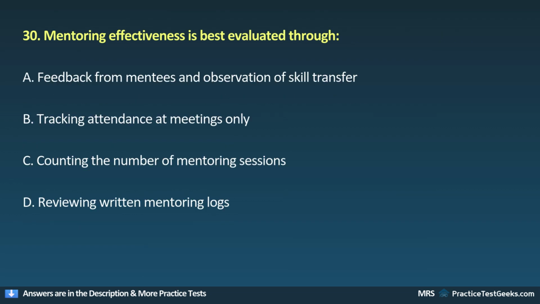30. Mentoring effectiveness is best evaluated through A. Feedback from mentees and observation of skill transfer. B. Tracking attendance at meetings only. C. Counting the number of mentoring sessions. D. Reviewing written mentoring logs.